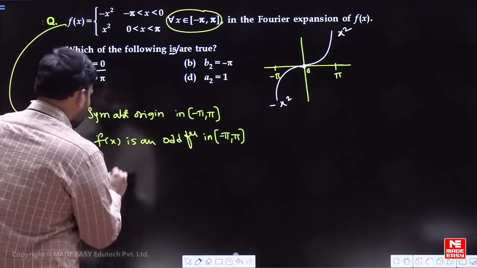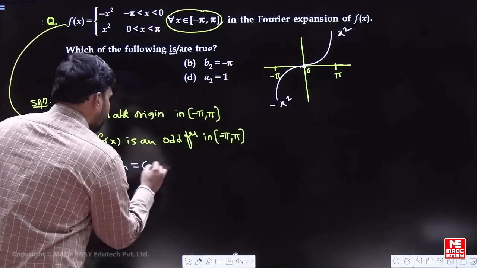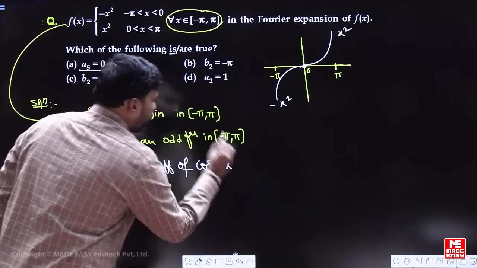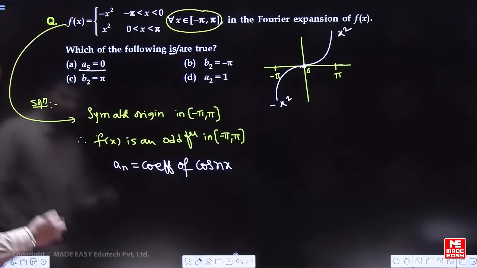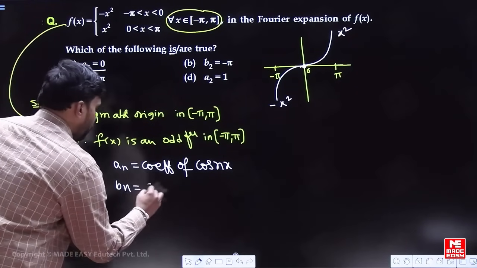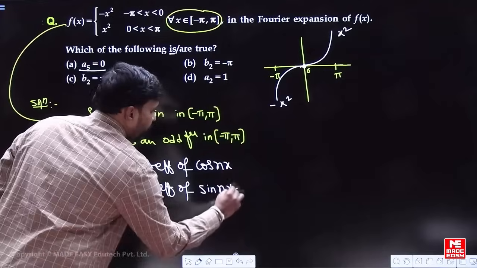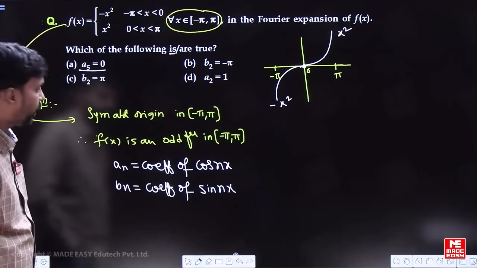So we all know that an is the coefficient of cos nx. Correct or not? And bn is the coefficient of sin nx. I hope everyone knows it from the Fourier series, right?